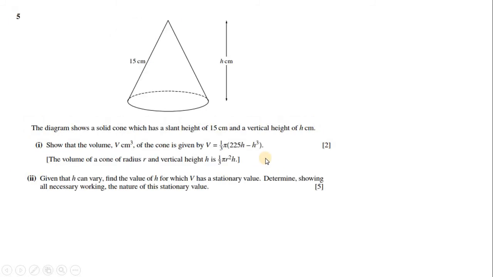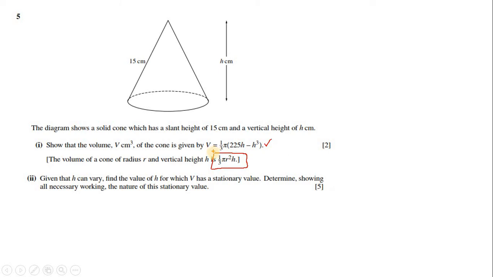Question number 5. The diagram shows a solid cone which has a slant height of 15 centimeters and a vertical height of h centimeters. Show that the volume V centimeter cube of the cone is given by this formula. The volume of the cone of radius r and vertical height h is given by. So this is the volume formula for the cone. You can use this formula to derive your required equation, and h is given.